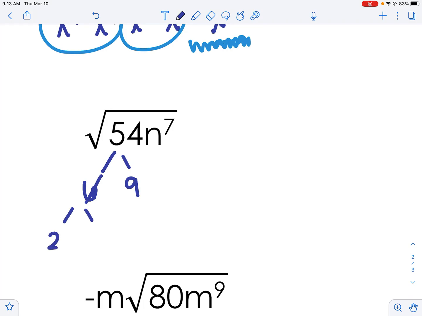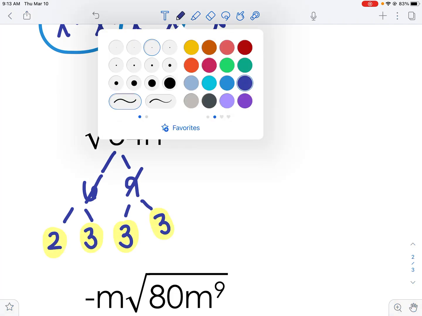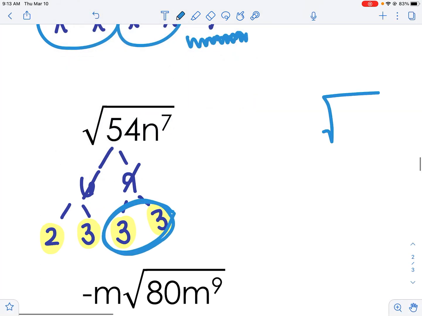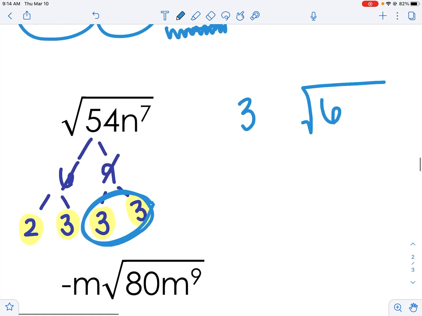So 6 would break down into 2 and 3, and 9 would break down into 3 and 3. So I broke my numbers down. Now I'm looking at these, asking myself, do I have any pairs? And I do. I have a pair of 3s, and that's it. Which means one 3 can come out. So I'm going to go ahead and put that 3 out. 2 and 3 would have to stay in. So 2 times 3 would be 6. That stays in. And I'm multiplying.